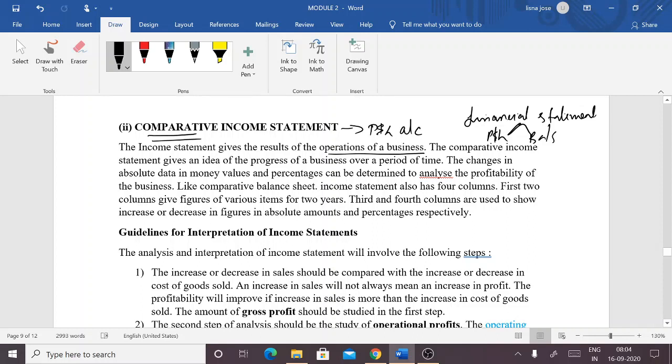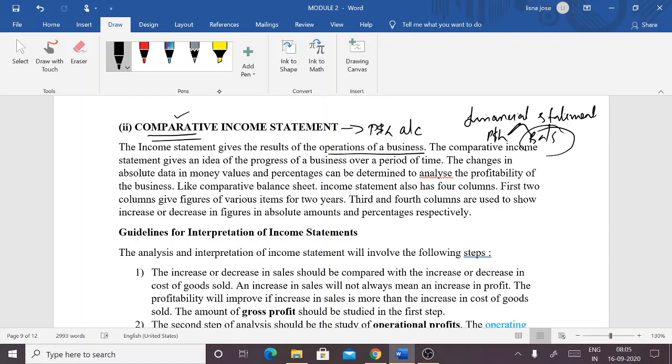Hi, welcome back to another session on financial statement analysis. In the last session, we have already seen how we can analyze and interpret the financial statement of a company. So, financial statement consists of the P&L account and balance sheet. In the last session, we saw how we can analyze and interpret the balance sheet of a company with the help of comparative analysis.